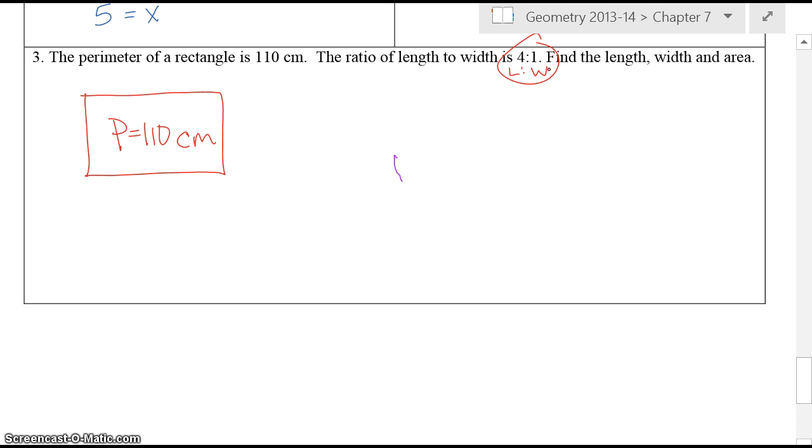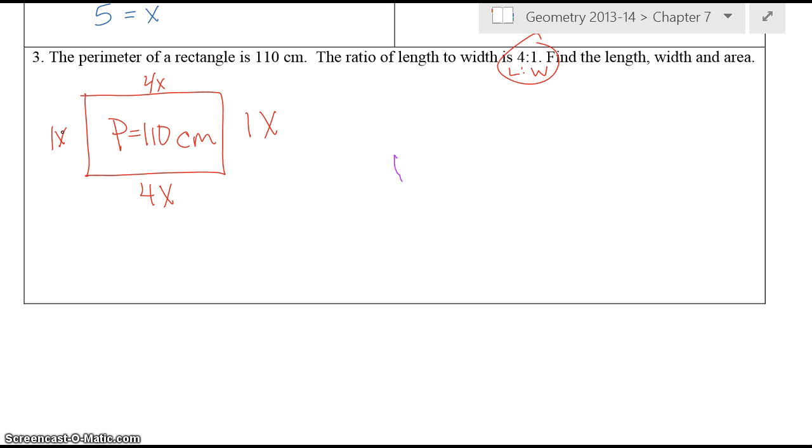So, it is not that the length is 4 and the width is 1, because that would not give you a perimeter of 110. But we could make that 4x and 1x. We can figure out what x has to be to make this true, to make this work. So talk to me about perimeter. How do we find perimeter of any object? Add up all the sides, right? And in a rectangle, we know that opposite sides are equal. So this is also 4x, and this is also 1x.